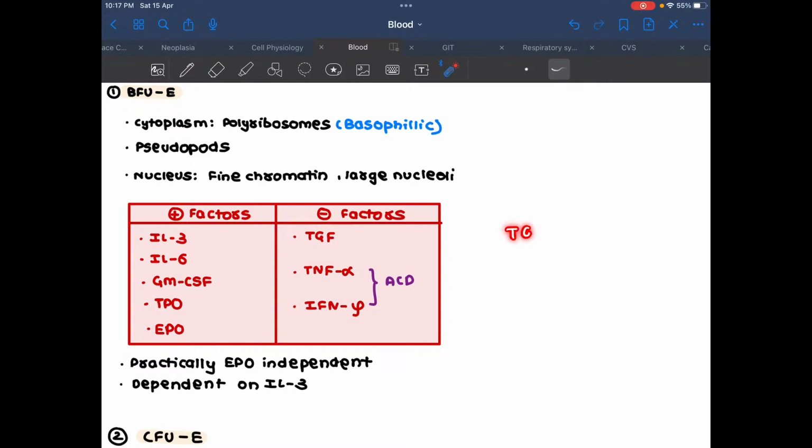Mainly we have transforming growth factor. We have TNF alpha and we have interferon gamma. So these two are very important, because whenever we have any chronic inflammation, for example, suppose we have tuberculosis. In tuberculosis we know it's a delayed hypersensitivity reaction. We have the formation of a granuloma, activated macrophages and so on. They're going to release some amount of interferon gamma.